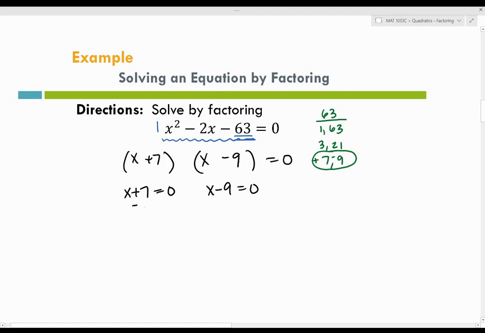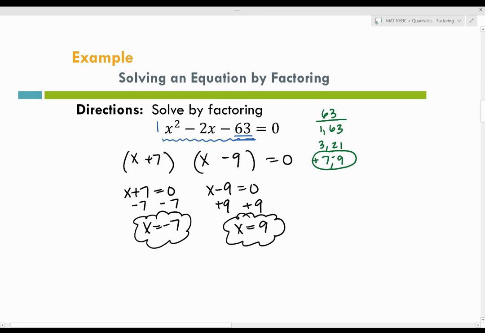So I'm going to subtract 7 and add 9. So my two answers are x equals negative 7 and x equals 9. Okay, let's try another one.